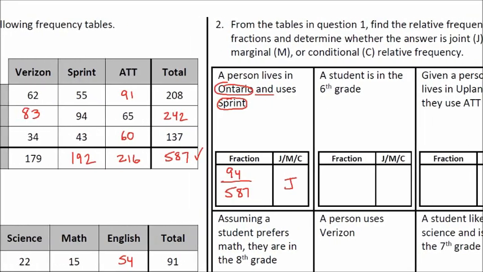All right, next one. A student is in the 6th grade. Well, in this case, only one category is mentioned. I know this is going to be marginal.